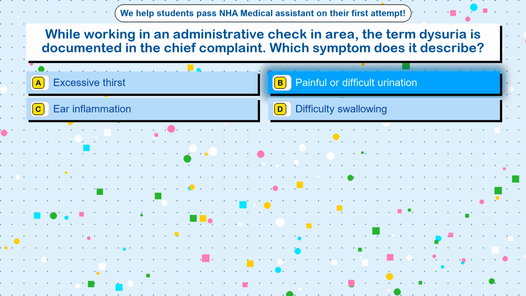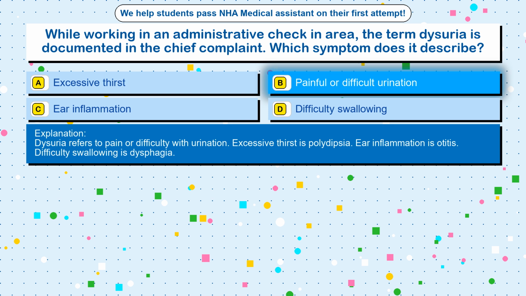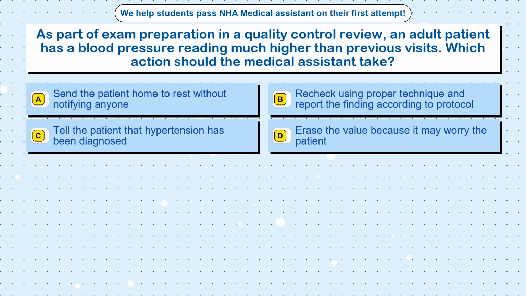The correct answer is option B, painful or difficult urination. Dysuria refers to pain or difficulty with urination. Excessive thirst is polydipsia. Ear inflammation is otitis. Difficulty swallowing is dysphagia.